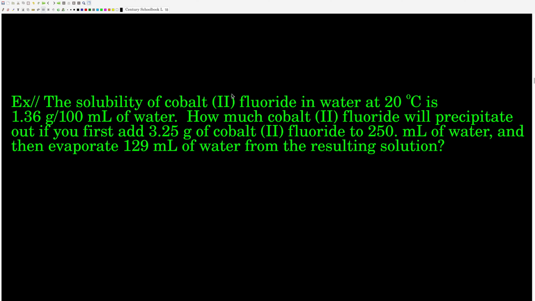And then we're going to, I didn't say it here, but we're going to cool that solution back down to 20 Celsius again. And so now because we have less solvent, we'll be able to dissolve less of the solute, the cobalt-2 fluoride. What we want to know is how much of that cobalt-2 fluoride will precipitate out, will fall out of solution. So why don't you guys go ahead and work this out and come on back when you get an answer. Welcome back.